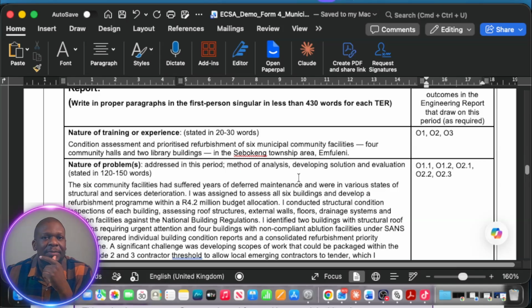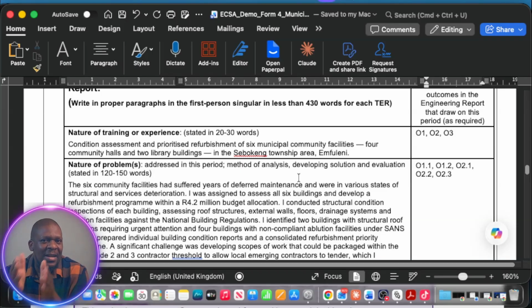Okay, let's proceed. They are actually having various kinds of conditions of deterioration that need to be addressed. I was assigned to assess all the 6 buildings and develop a refurbishment program within an allocated budget of 4.2 million. So you have these 6 infrastructure that you need to maintain, and budget is allocated for you to do that. What will you do?